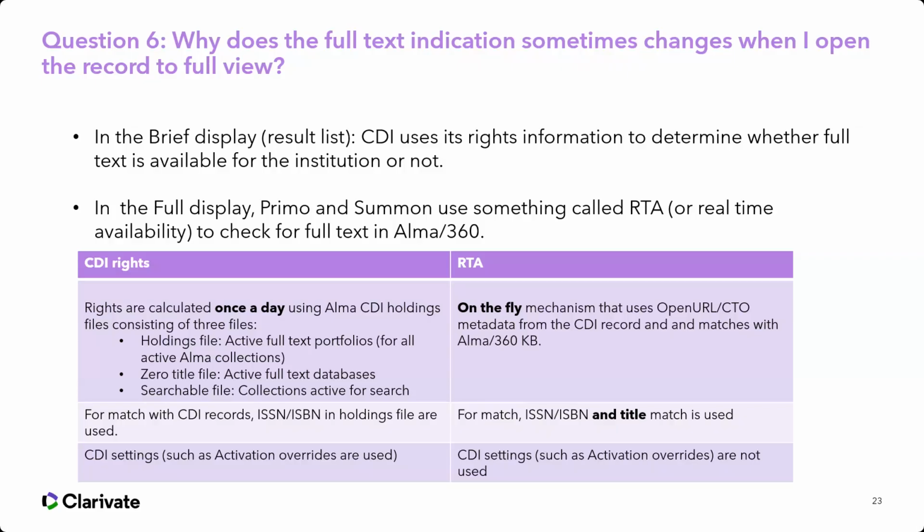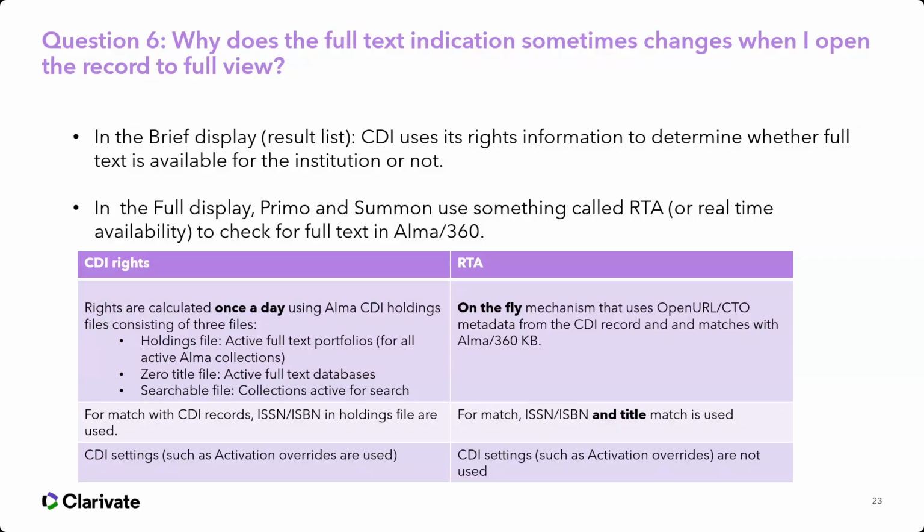And CDI rights is something that's calculated once a day. So there is a little bit of a delay in the rights processing. So there may be some times when you've activated something in ALMA, the rights has not caught up yet, so it shows it as not available, but you go to the full display and RTA kicks in and will check and find full text there. Doesn't happen very often, but it may.